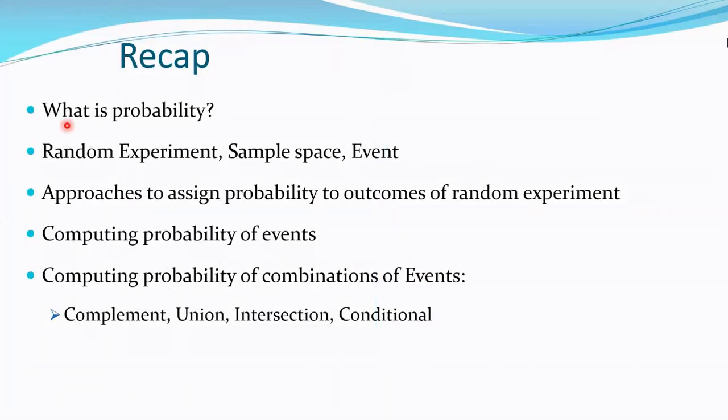So far we have covered probability, random experiment, sample space, simple event and event. Approaches to assign the probability to the outcomes of a random experiment, computing the probability of events, then computing the probability of combinations of events. Here we looked at the combination, complement, union, intersection, conditional. Right. Now another type of combination: independent and dependent events.